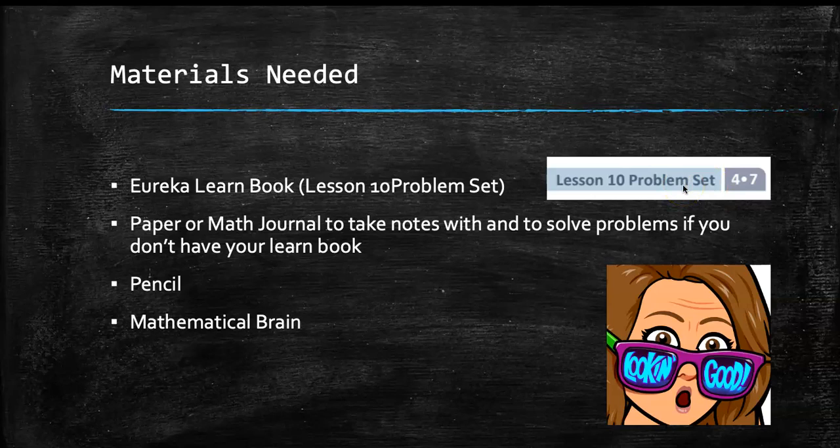And even if you do have your Eureka Learn book, I would love for you to have paper or a math journal so you can take notes and solve your problems right in there if you so choose. Also, make sure we have a writing utensil. That is also important. And that mathematical brain and that growth mindset that we can do it. Pause the video, and when you have that, please go ahead and hit play, and we'll get started.